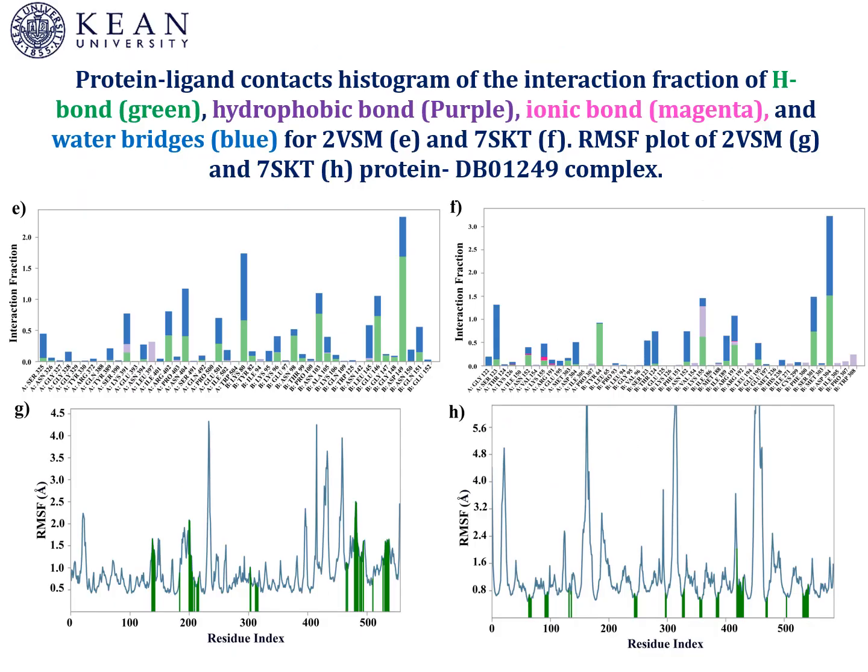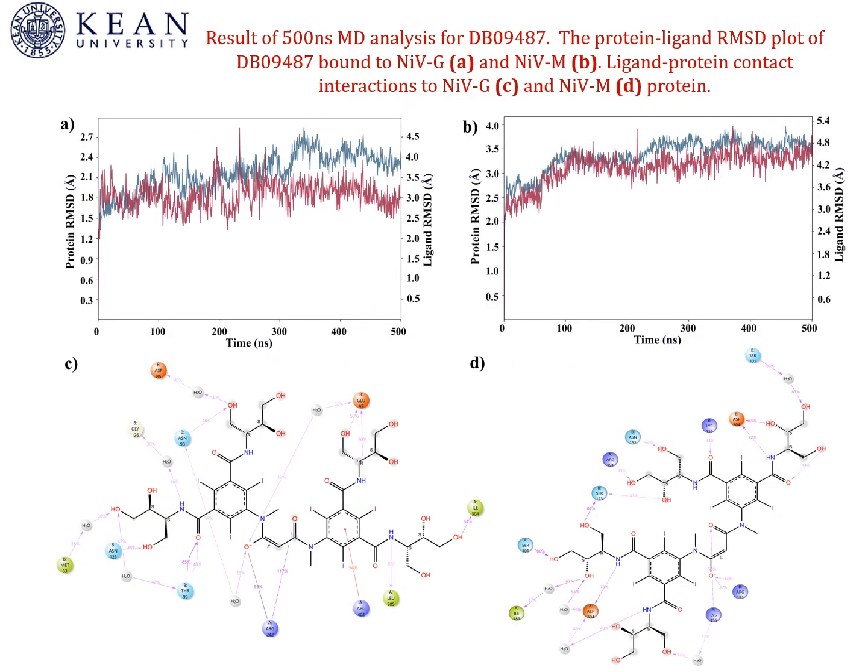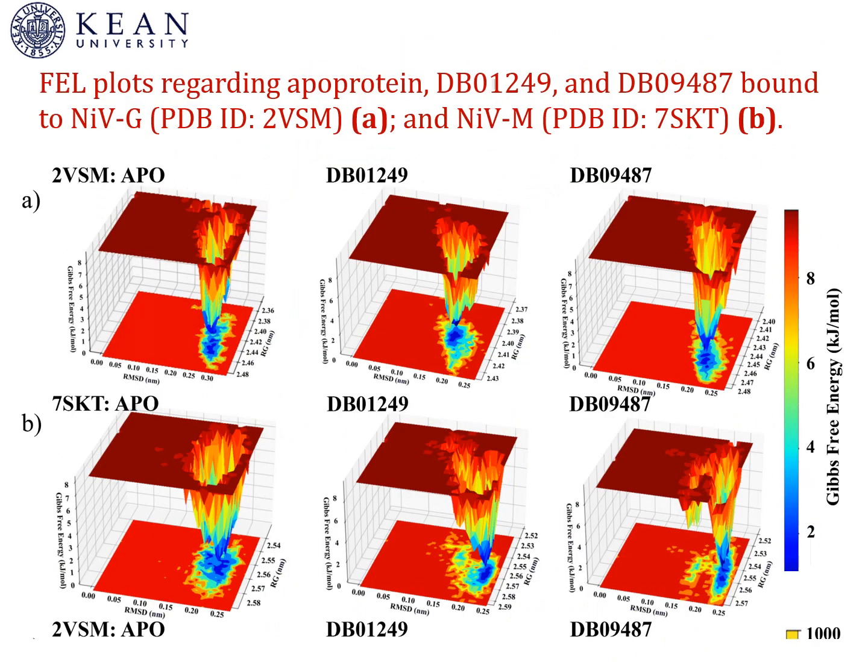On the other side, we have also plotted RMSF per residue, which is typically plotted versus the residue number and can indicate structurally which amino acids in the protein contribute most to the molecular motion, where we have seen that in most cases the hydrogen bond and water bridge are the most important. A similar pattern has been seen in the case of DB09487 for both proteins.